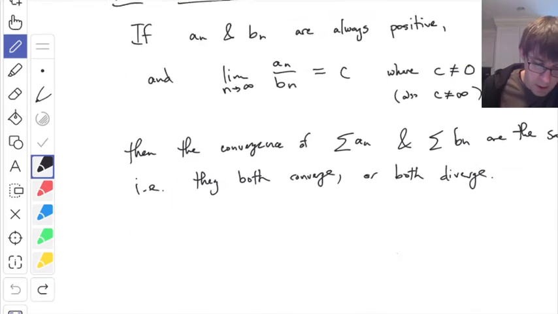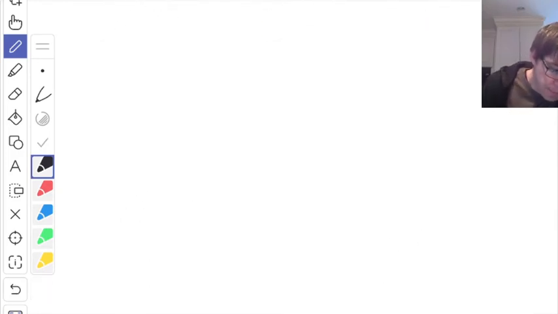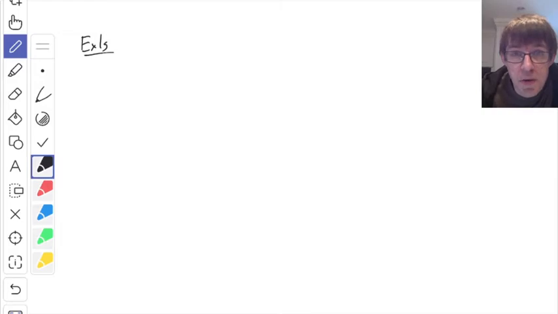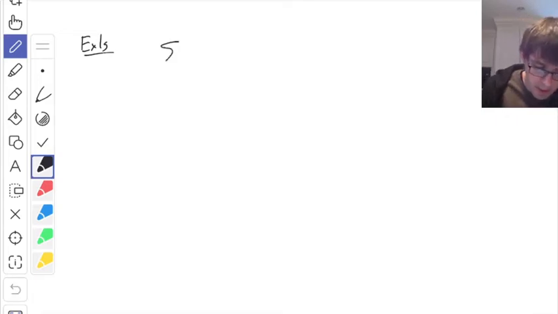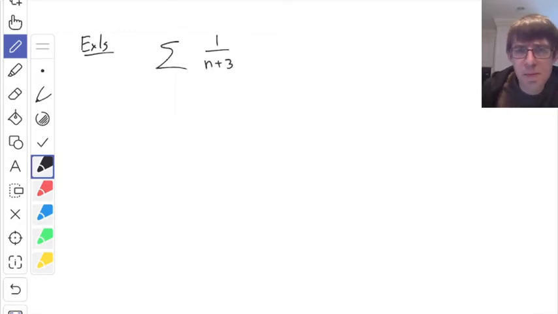There we go. Okay, some examples. How about, well, actually, you can do that one that I just gave up on just a few moments ago. You can do that with this new fancier version of the limit comparison test. Something like, was it that I said? I think it was that. The sum 1 over n plus 3. Let's do this using the new fancier version of the comparison test, which is the limit comparison test.